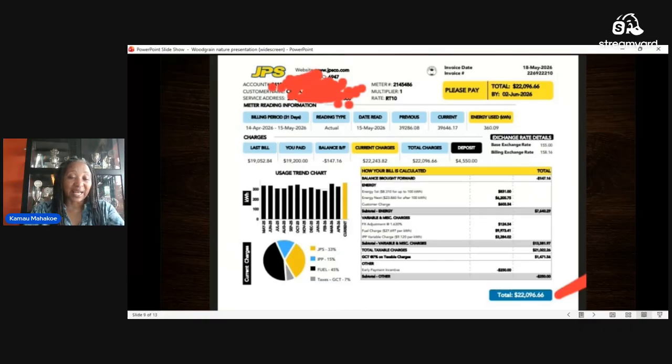Now, JPS has an incentive where they offer you $250 if you paid the bill early last month. So they give you $250 back, which is great. That's what I'm saying. Try to pay your bill before the date, and you will get $250.